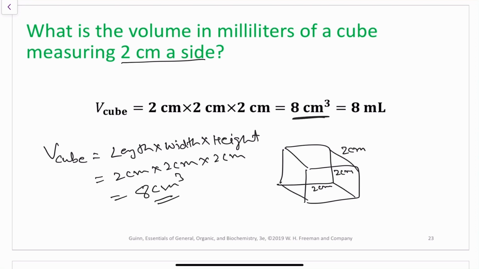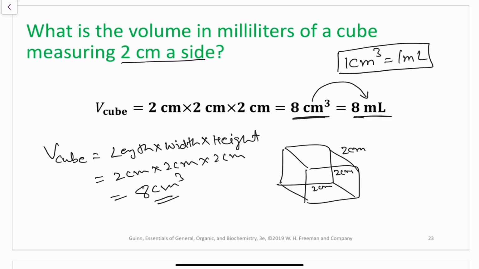And then how do we convert 8 cubic centimeters to milliliters? Because we know 1 cubic centimeter is equal to 1 ml, if you remember from the previous slide, right? So we can directly convert. If we have 8 cubic centimeters, that means we have 8 ml, right? It's 1 to 1.